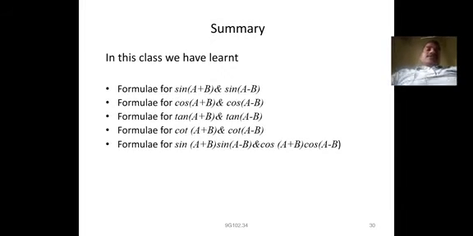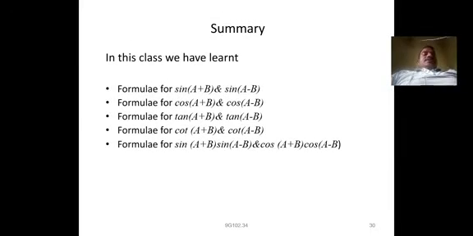I repeat once again, what is the formula for sine of a plus b? Sin of a plus b is sin a cos b plus cos a sin b. Sin of a minus b is sin a cos b minus cos a sin b. Cos of a plus b is cos a cos b minus sin a sin b. Cos of a minus b is cos a cos b plus sin a sin b.